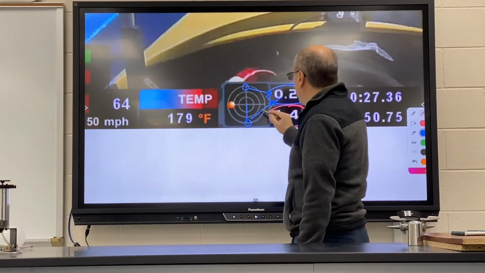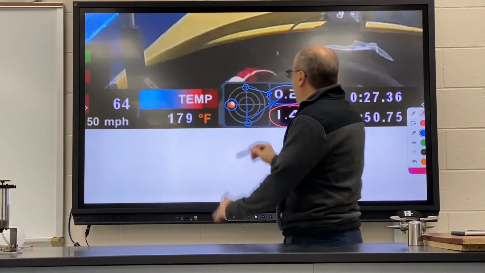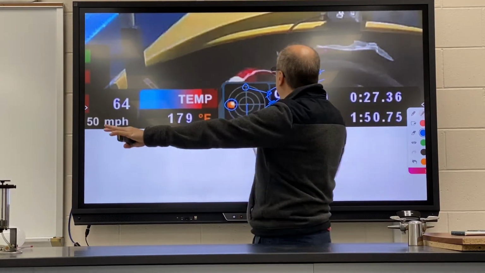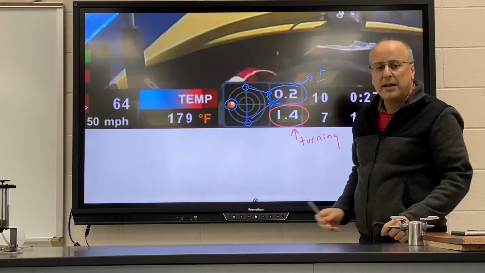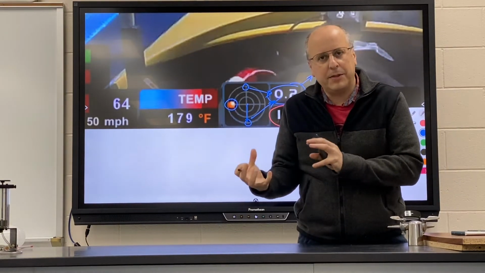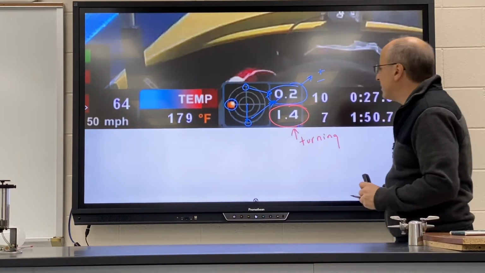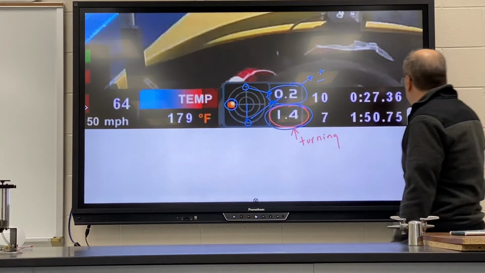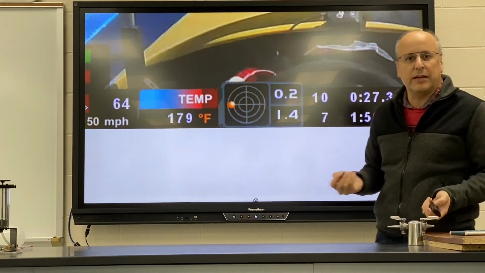This bottom number is for when he turns. And you can see here, the ball moves to the left, so that means he was turning to the right. Again, the ball is showing what would happen to his head as he bobs around inside the car. You can see this is a very large number of G's for a person to experience in a car.